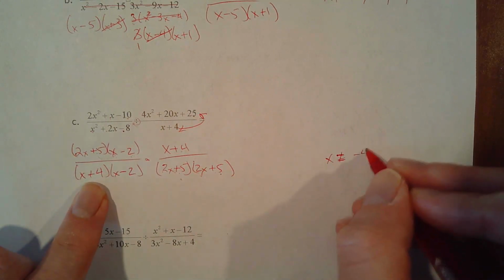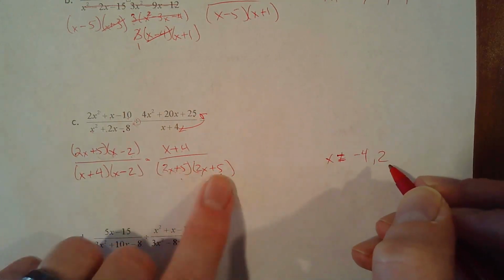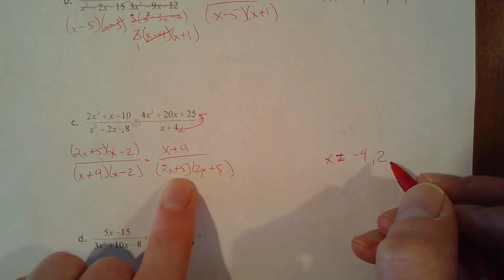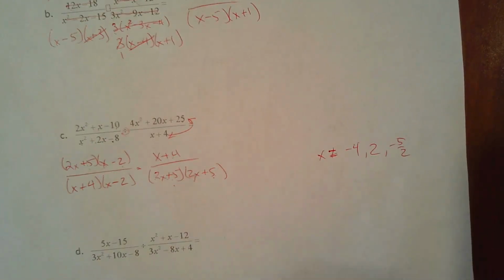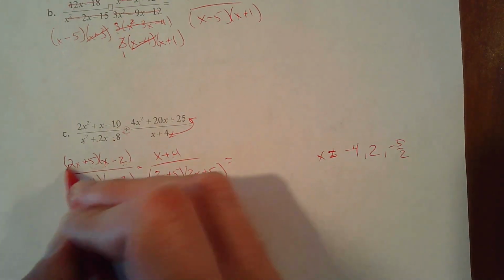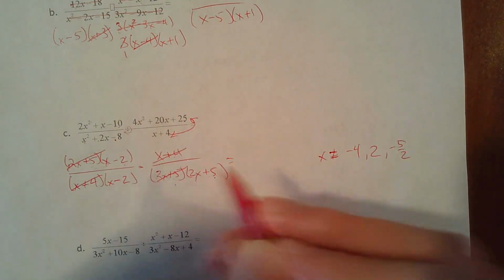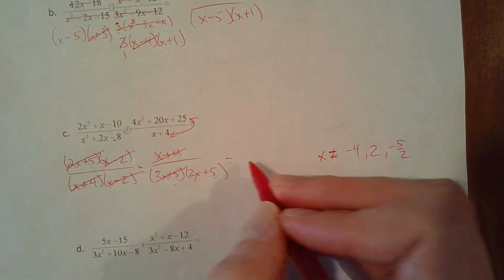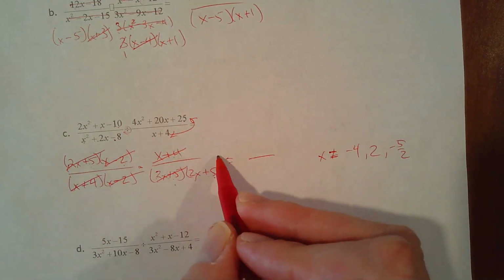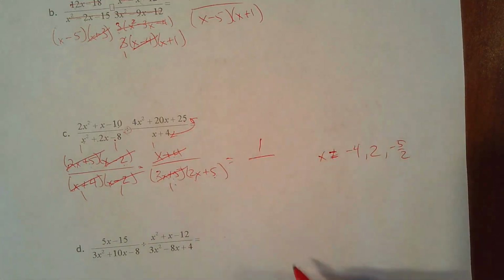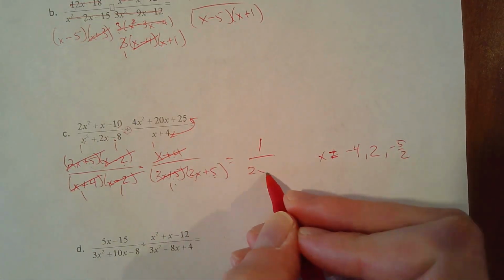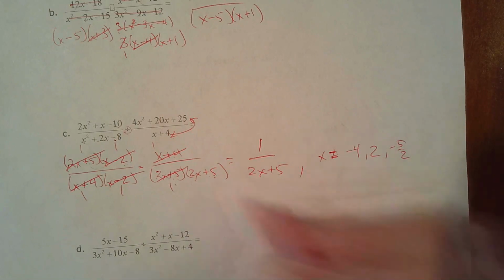Restrictions would be negative 4, 2, and this is repeated, it'd be negative 5 over 2. Okay, negative 5 over 2. And now if I start doing some canceling, almost everything goes away. Now there's nothing left on top. These are all 1s, because when you cancel out their 1s, that means there is still a 1 on top, and then 2x plus 5, given those restrictions.